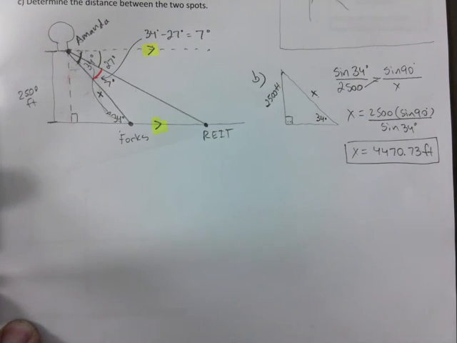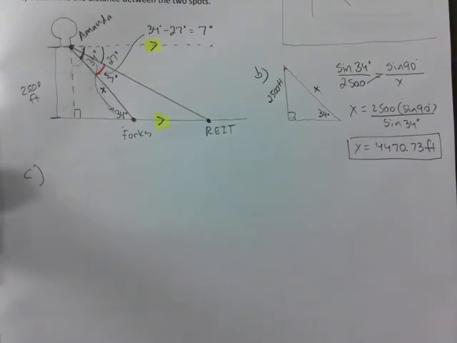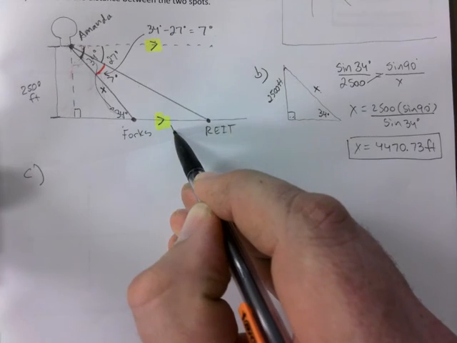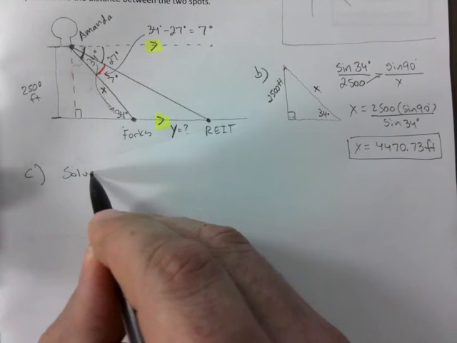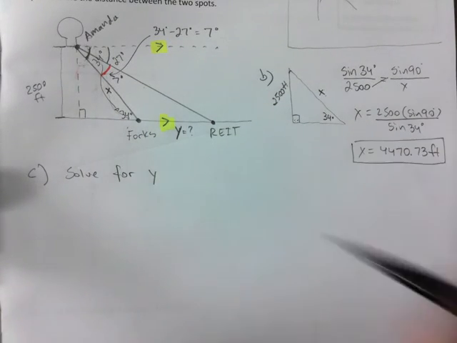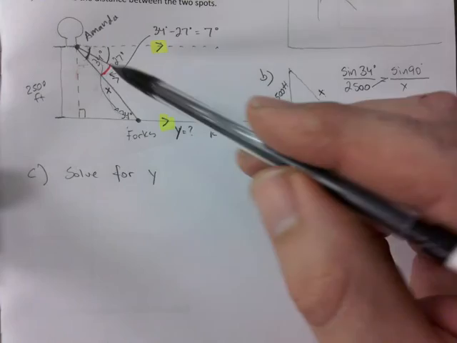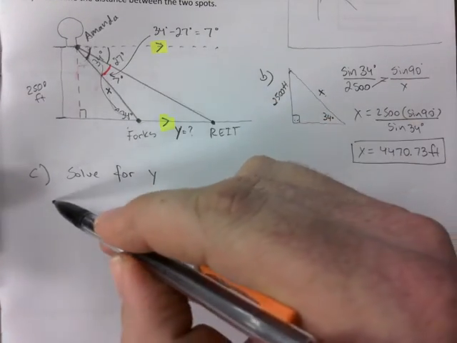So C, determine the distance between the 2 spots. So be careful here. I might use a different highlighter, but I'm going to call the side between the 2 spots Y. That's what they're asking me to do, right? Solve for Y. And this is where you will have different ways of doing it. If time allows, I will do the alternate, but not necessarily. I will focus on this triangle here. Okay, so let's draw that out.